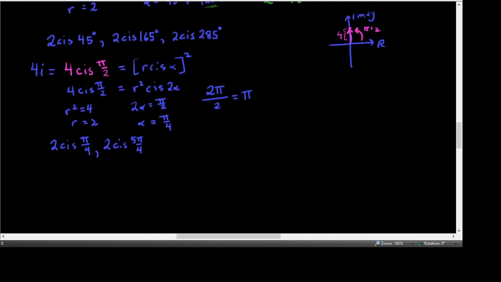The directions say to write those in rectangular form, so we'll go one step further here. It may take us several steps to get there, but it's one basic step. So that cis pi over 4 means cosine of pi over 4 plus i sine of pi over 4. And the other one will be 2 cosine of 5 pi over 4 plus i sine of 5 pi over 4.